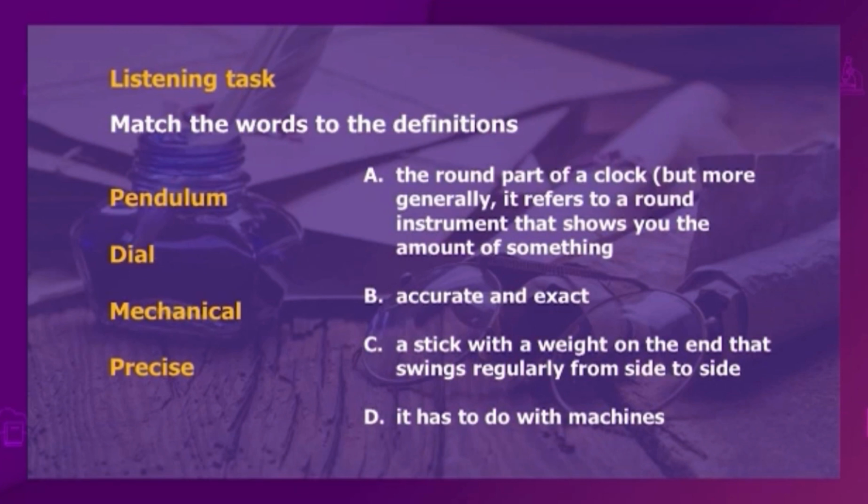A pendulum is a stick with a weight on the end that swings regularly from side to side. And a dial is the round part of a clock. But there are dials on loads of things. They aren't just on clocks. And a bell is, well, a bell.